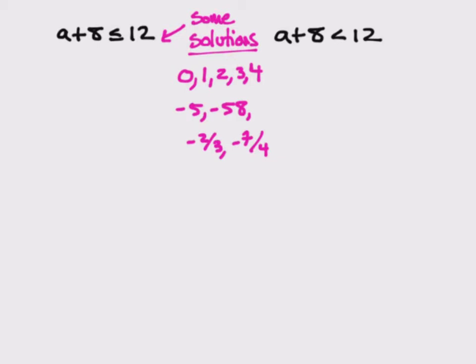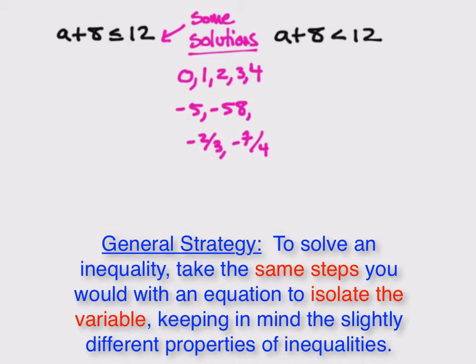So how do we capture all the solutions to this inequality? Our general strategy is to solve an inequality, take the same steps you would to isolate your variable as you would in an equation, but of course keeping in mind these slightly different properties of inequalities. So in this case, we're looking to isolate A, and I bet you know exactly how to do that. Let's just subtract 8 from both sides of the inequality. And so we find that the solutions to this inequality are any number less than or equal to 4.